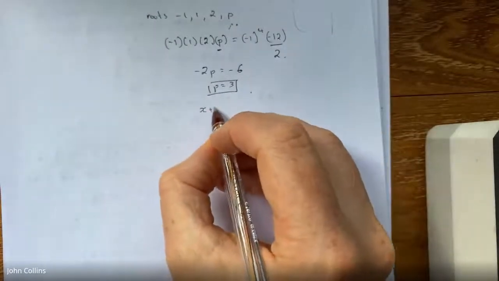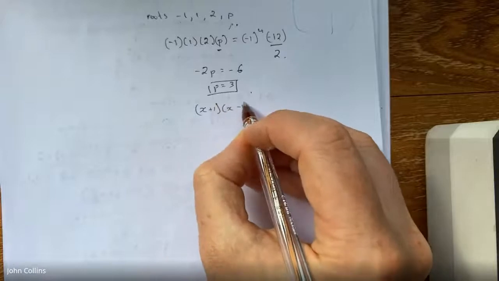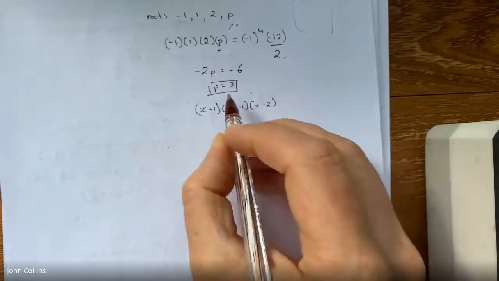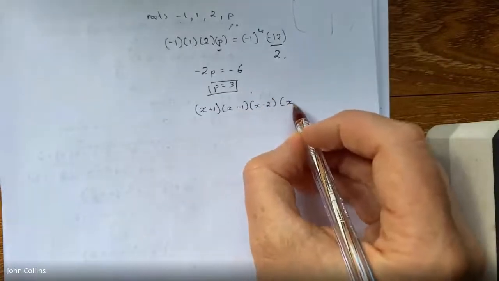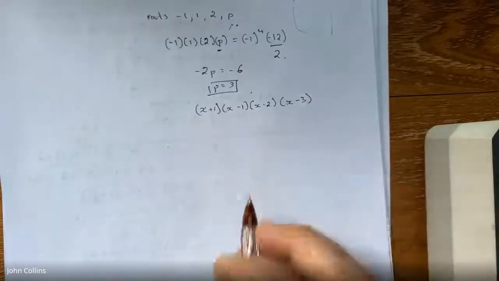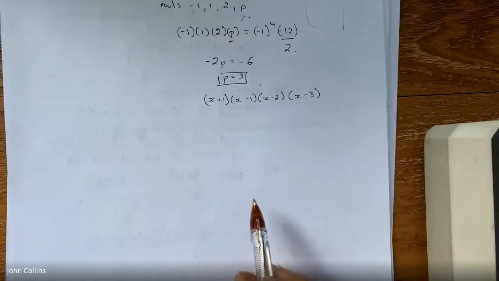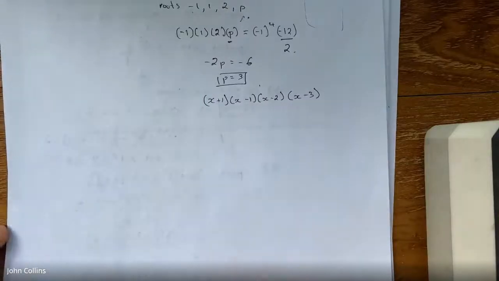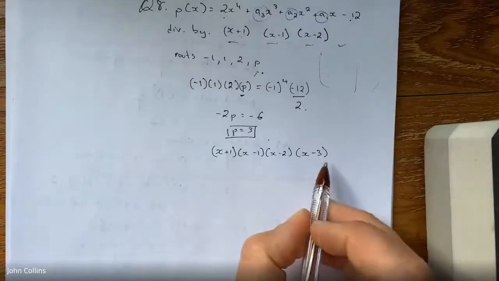So I have x plus 1, x minus 1, x minus 2. My last one I found out is x. Well, it's positive 3 here, so it's going to be minus 3 there. And that's my roots. Now, what you will notice here is, what do I need to multiply this by also?